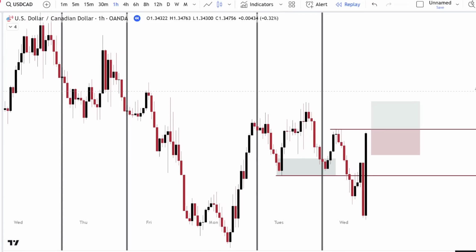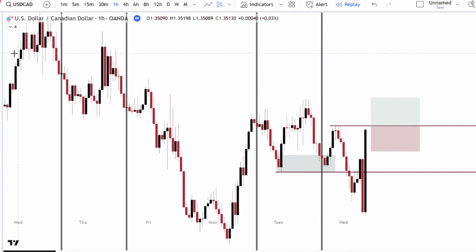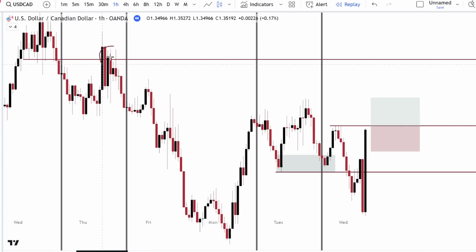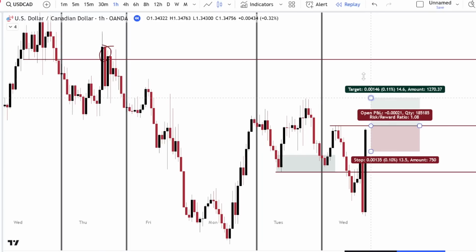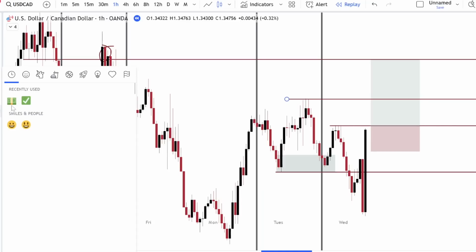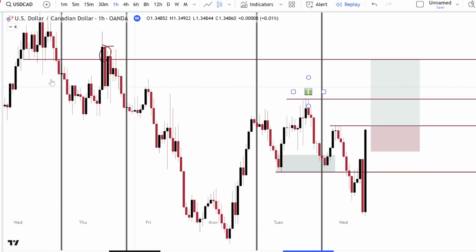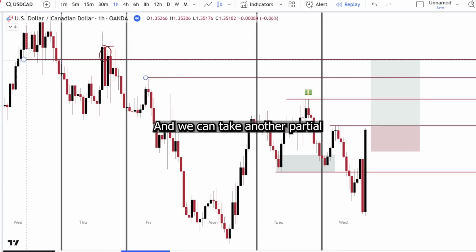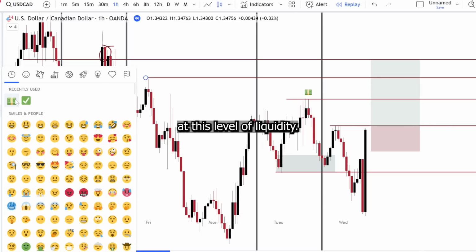You always want to look to the left and see any point where price can find rejection. Here you don't see a clear price action level, so this is where you pull your support and resistance level and find a high rejection point. As you can see, price has been rejecting from this level multiple times and struggles to stay above this level. So this would be our TP. And alongside that, we can take an early TP right here at this level of liquidity. And we can take another partial at this level of liquidity.